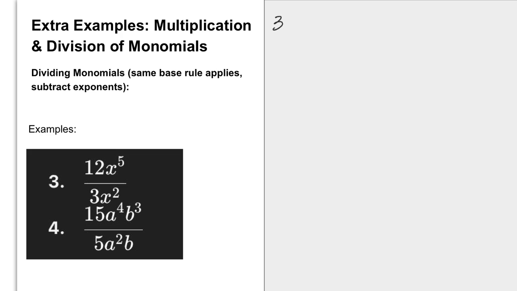All right, third example. So 12x raised to the 5th power divided by 3x to the second power. Again, I'm going to come back to how do we organize the information? How do we separate things and then put them back together? So let's go ahead and do that. I'm going to say 12 divided by 3 and then same base rule times x raised to the 5th power and then x raised to the second power.